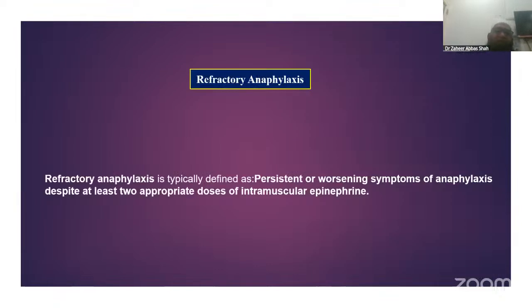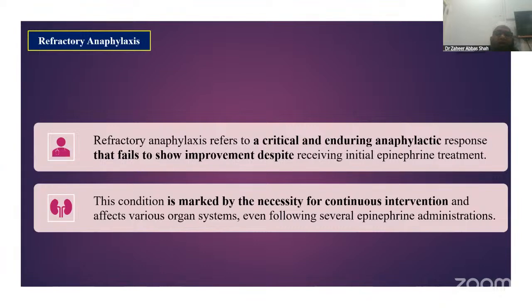Now coming to refractory anaphylaxis. Refractory anaphylaxis is typically defined as persistent or worsening symptoms of anaphylaxis despite two appropriate doses of intramuscular epinephrine. If the person is an adult, we give 0.5 ml IM in the anterolateral aspect of the thigh. But if in spite of giving two doses the patient is not responding, that is called refractory anaphylaxis, which is a critical and enduring anaphylactic response that fails to show improvement despite receiving initial epinephrine treatment.